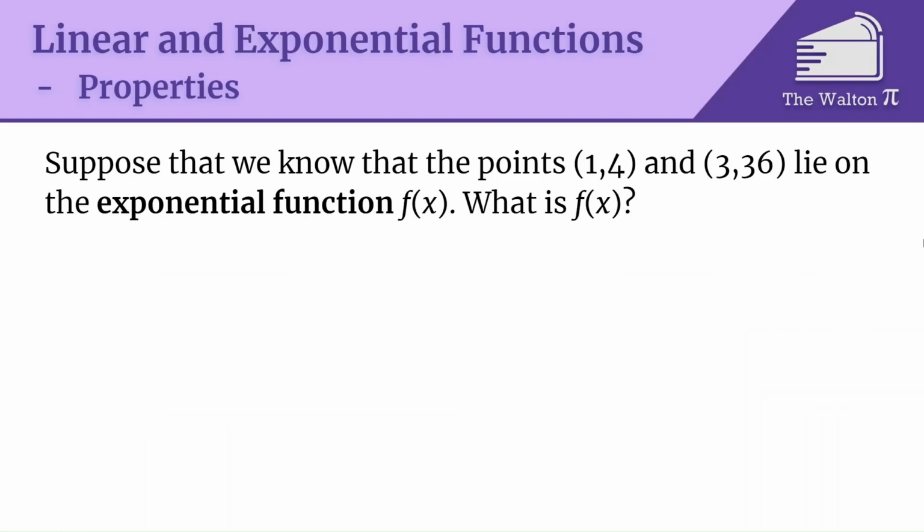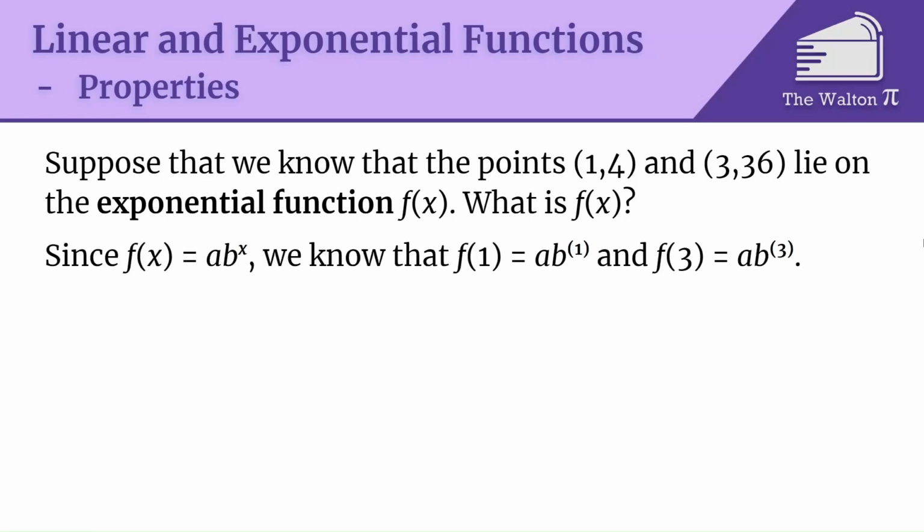Now, let's suppose that we know that the points 1, 4, and 3, 36 lie on the exponential function f of x. What is that function f of x? Well, here our function is going to be a times b to the x. So we know that f of 1 is a times b to the 1, and f of 3 is a times b to the 3. So 4 is a times b, and 36 is a times b cubed.